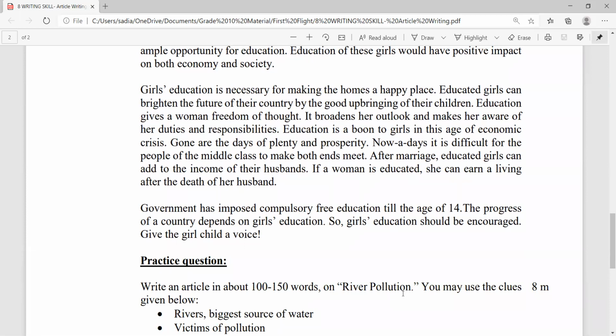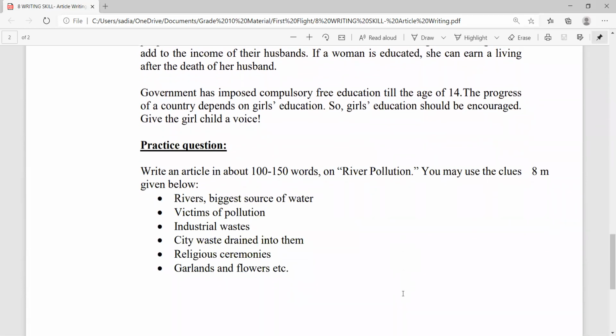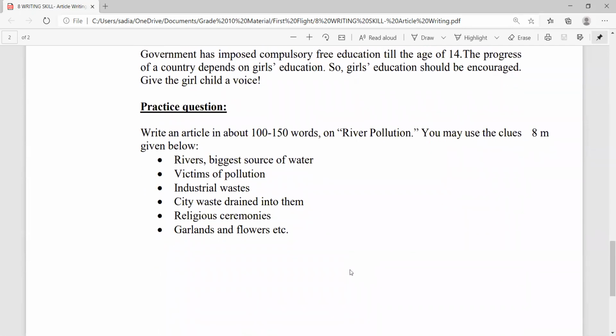There are other topics which can be practiced. Write an article in about 100 to 120 words. Now, on river pollution, you may use the clues given below: river, biggest source of water, victims of pollution, industrial waste, city waste, prayers offered to them, religious ceremonies, garlands and flowers. This is one such idea for practicing the article.